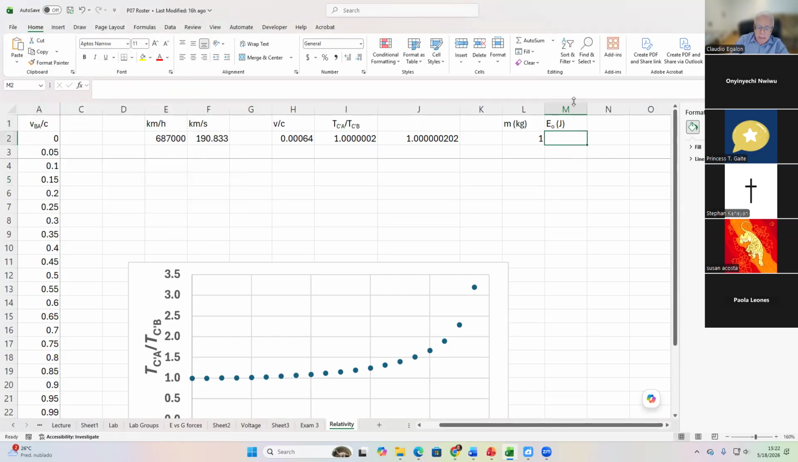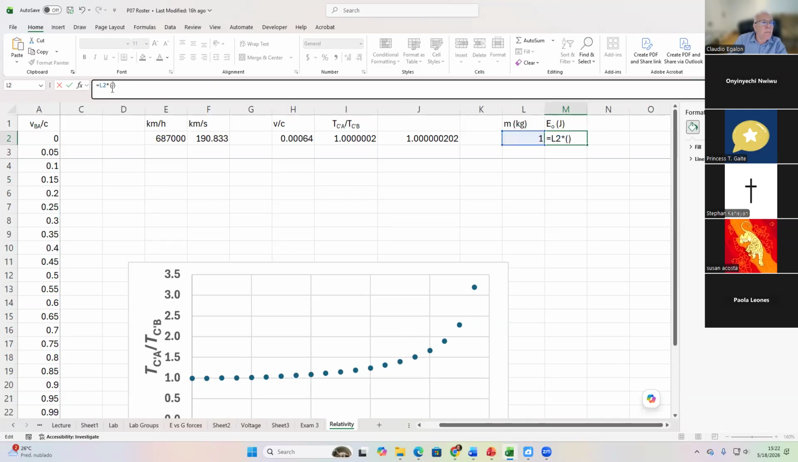Okay, and then we can multiply that by c squared. Don't forget, it should be in meters per second, not in kilometers per second. So here you go, 300,000 kilometers per second, 300 million meters per second. And we still have to raise it to the second power.